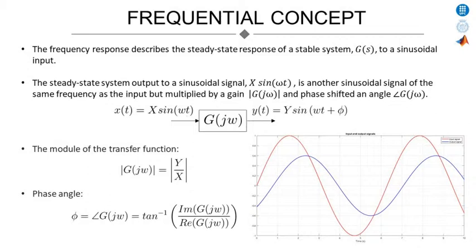In the figure, it can be seen an example where the input is shown in red and the output in blue. The output is the same signal but multiplied by 0.6 and shifted 45 degrees. The system transfer function can be used to compute the amplitude change and the phase shifting. To do this, the transfer function needs to be evaluated at the signal frequency. The result is a complex number. Its amplitude corresponds to the amplitude change while its argument corresponds to the phase shift.